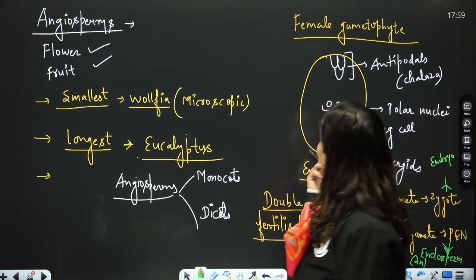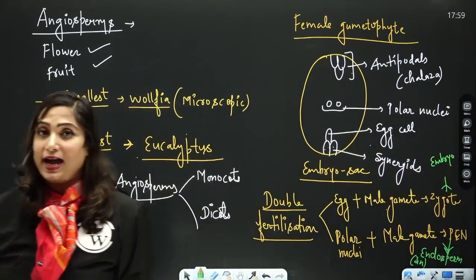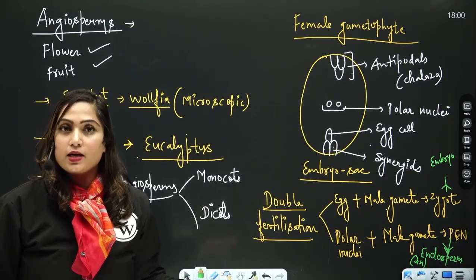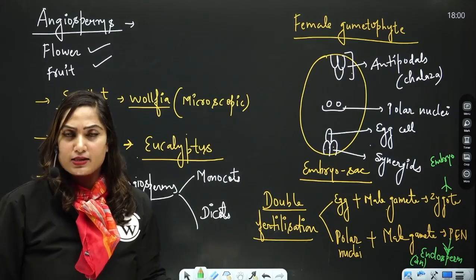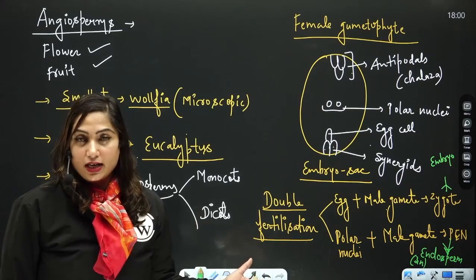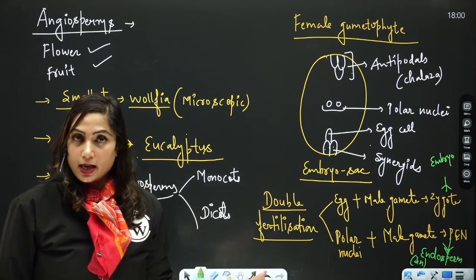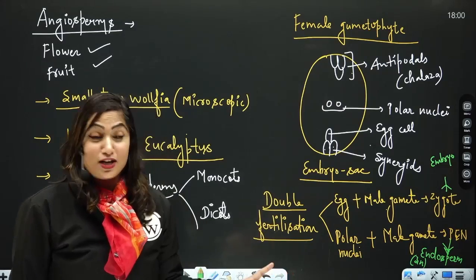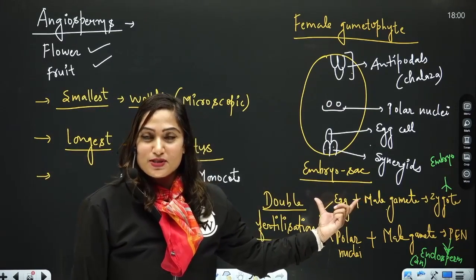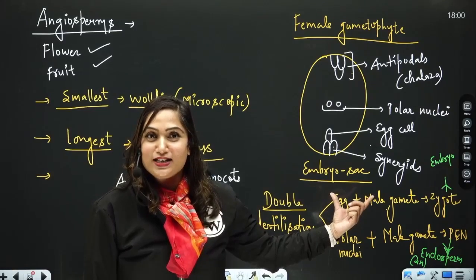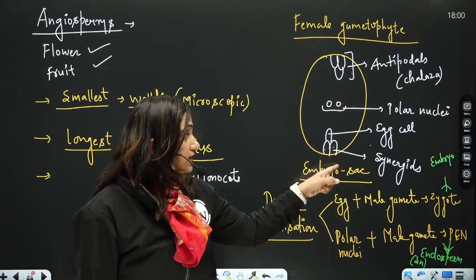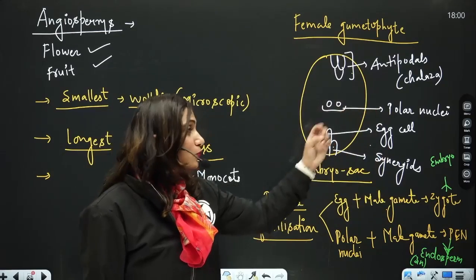Okay. Now, you know that we will study the detail of angiosperms in the sexual reproduction in flowering plants. Here, there is just a glimpse of it. You know that the male gametophyte in case of angiosperms is pollen grain, but the female gametophyte in case of angiosperm is embryo sac. And you know what is embryo sac? It is a 7-celled, 8-nucleated structure having 3 antipodals towards chalaza, egg cell and synergids toward micropyle, and 2 polar nuclei.